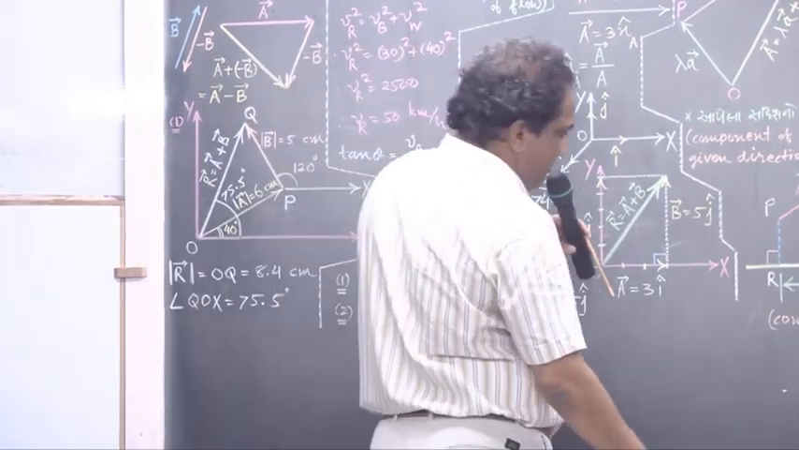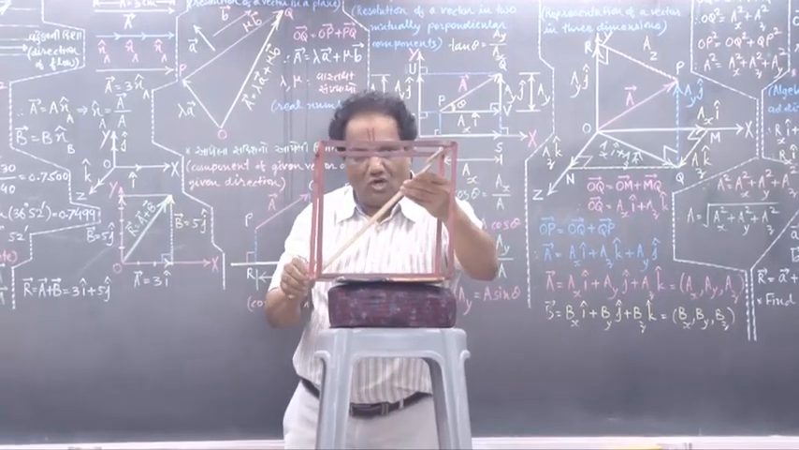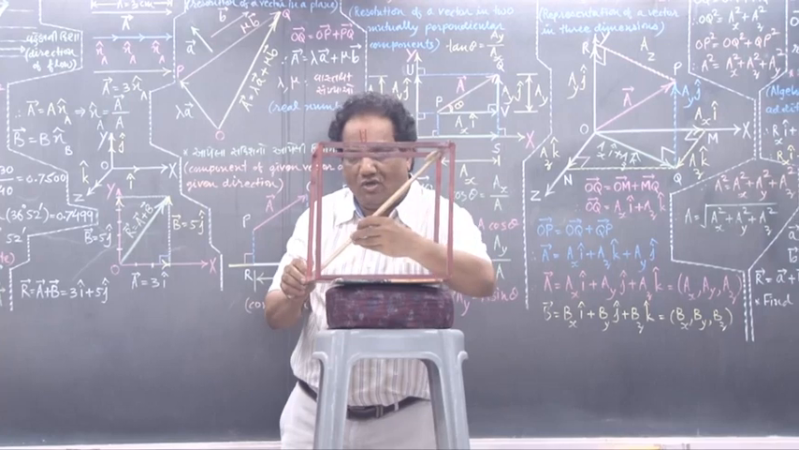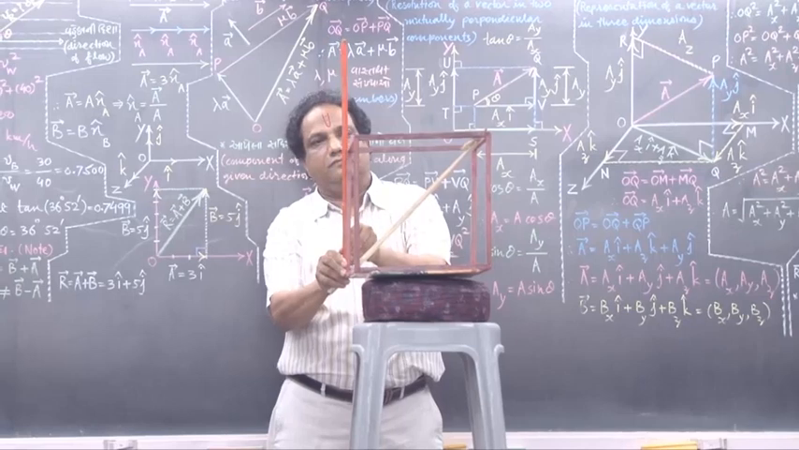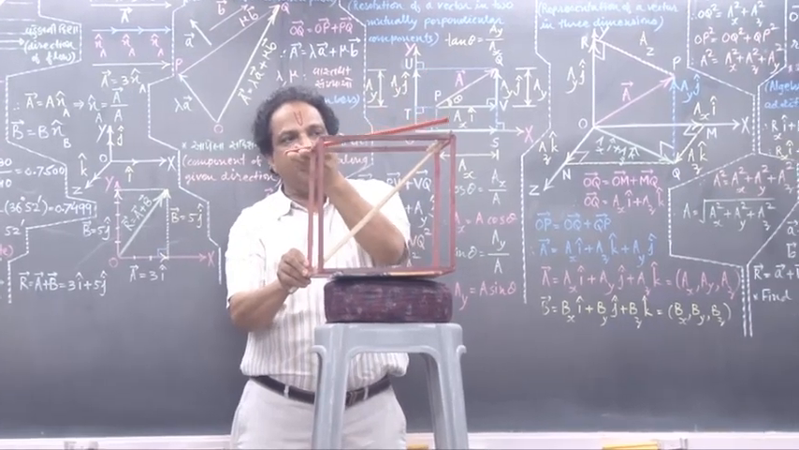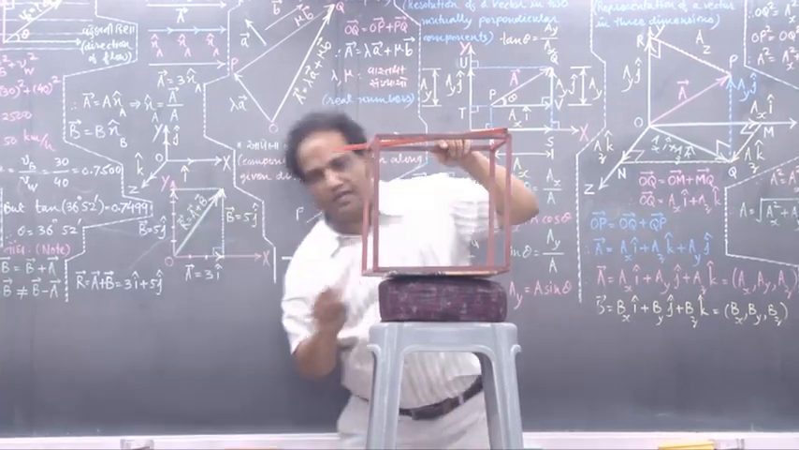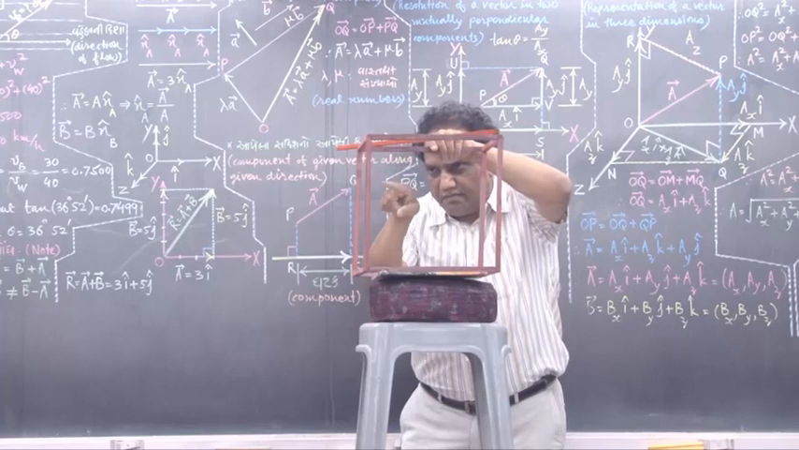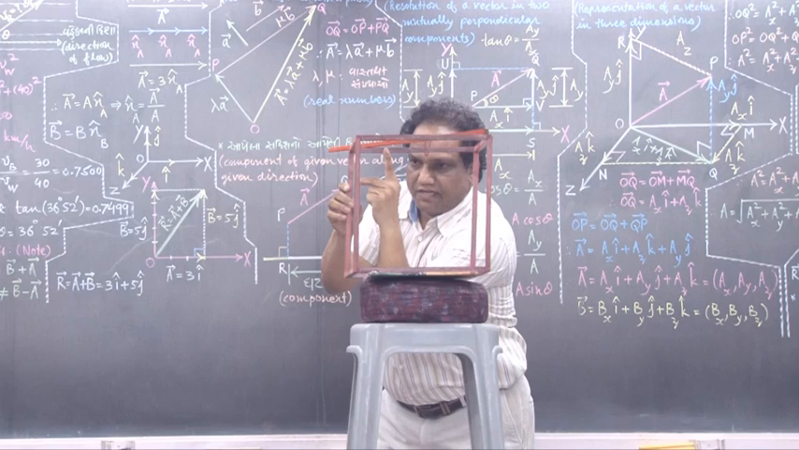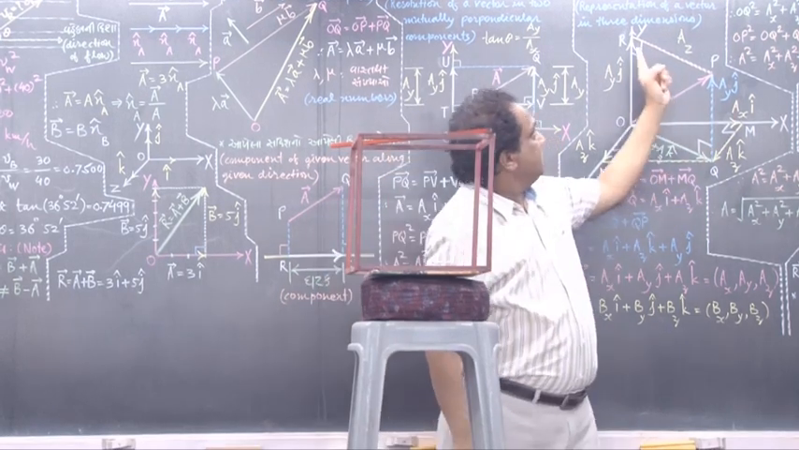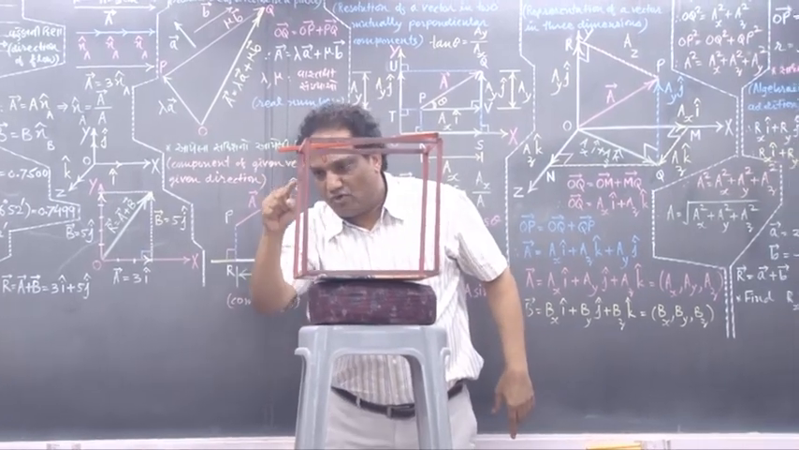Where vector R equals to point P, from the same point P you draw a perpendicular on the y-axis. This is the y-axis. Draw one perpendicular, so it will be like this. Now this is a right angle, this angle is 90 degrees. Can you see that? Yes. Then this much will give you the y component.